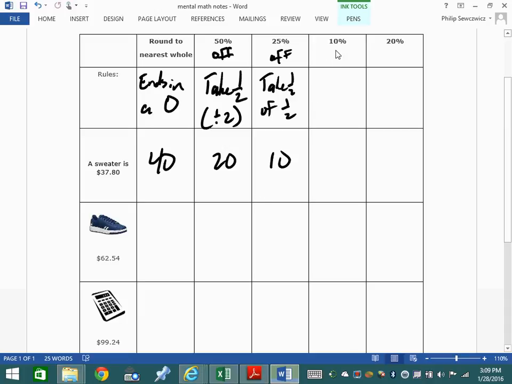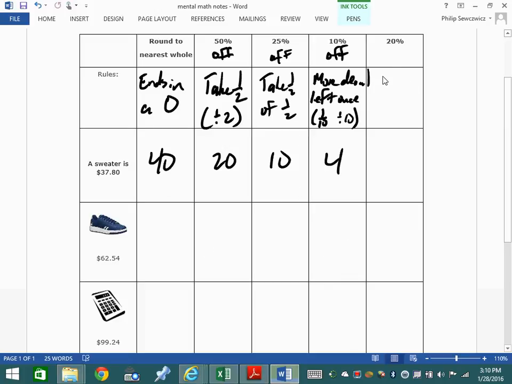10%. You want 10%? Well, if it's 10% off, to find 10%, all you're doing is moving the decimal to the left once. That's it. And the reason why is that 10% as a fraction is a tenth. You're finding 1/10 of something, and to find 1/10 of something, you're really dividing by 10. That's why it ends up moving the decimal one place to the left. So 10% of 40 is 4, again just moving the decimal once to the left.